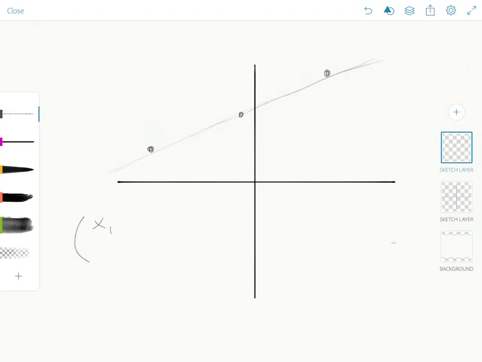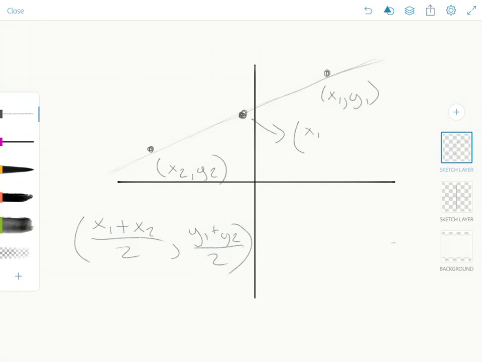Well, we have to label the points first. So let's call this x1, y1, and let's call this x2, y2. Because we don't know where they are, we give them generic names. And then to find the location of the midpoint, we're just going to average the x coordinates, and average the y coordinates. So technically, the name of this middle point, wherever it is, is x sub 1 plus x sub 2 over 2, comma, y sub 1 plus y sub 2 over 2.